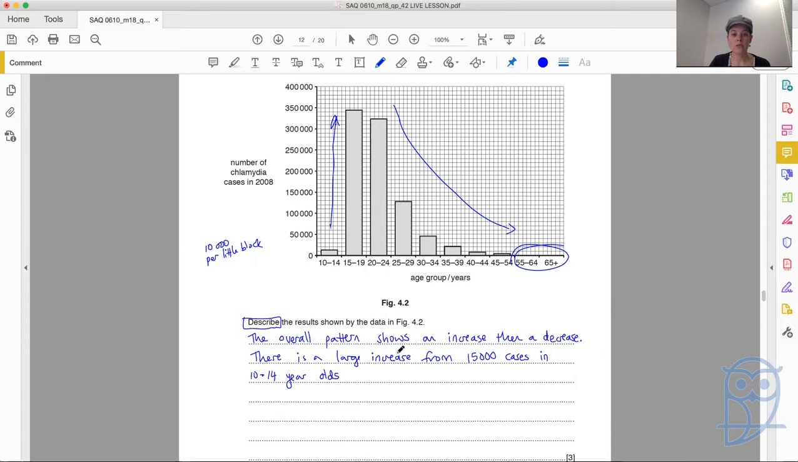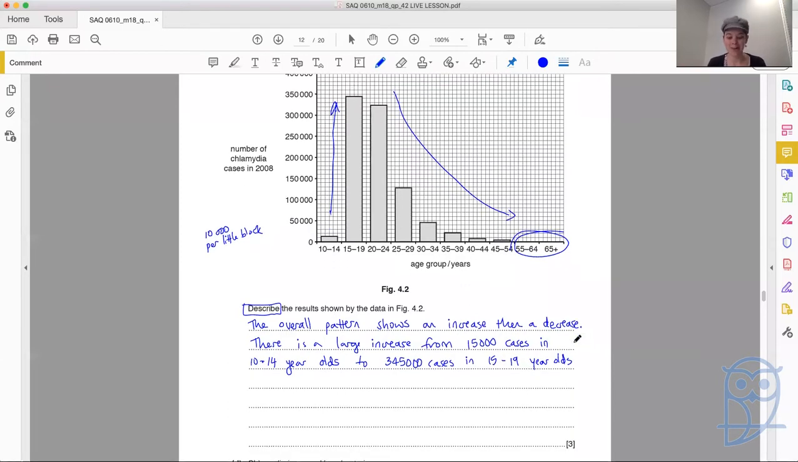year olds. So from that to how many have we got? Also between here again. So half a blocky under 350. So 350,000 minus 5,000, so 345,000 cases in the 15 to 19 year olds. And what we've done there is we've described this specific increase, and we've also given data, which is always valuable when you're describing graphs.